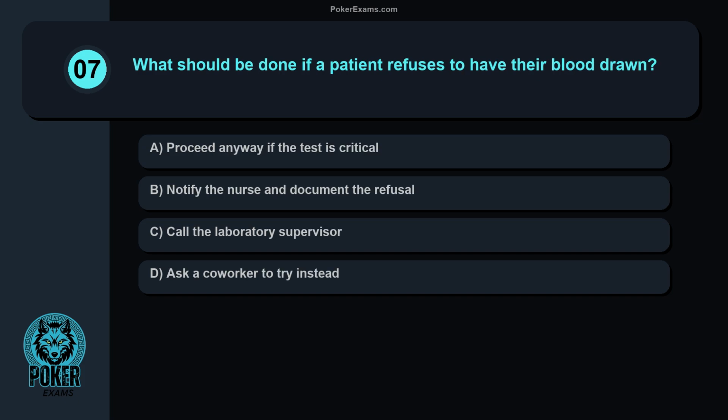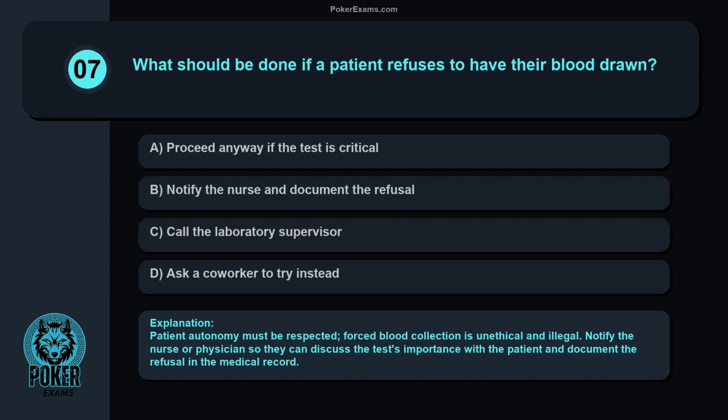Question 7. What should be done if a patient refuses to have their blood drawn? Proceed anyway if the test is critical. Notify the nurse and document the refusal. Call the laboratory supervisor. Ask a coworker to try instead. Patient autonomy must be respected. Forced blood collection is unethical and illegal. Notify the nurse or physician so they can discuss the test's importance with the patient and document the refusal in the medical record.